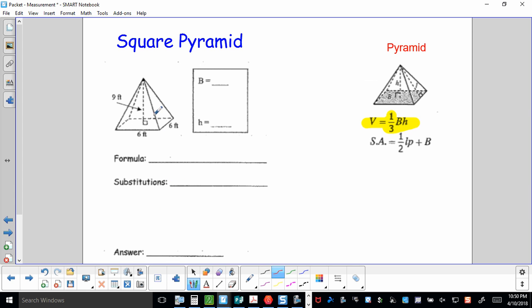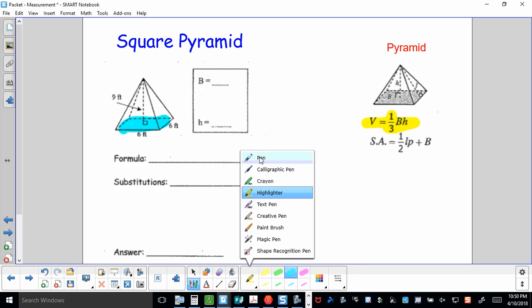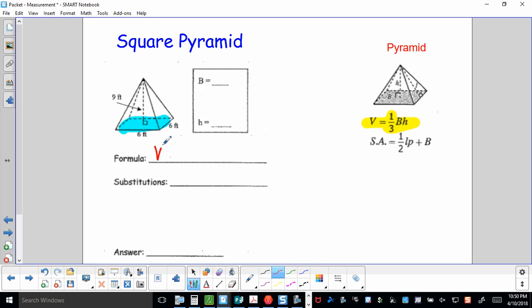Our next figure is a pyramid, and since the base of that pyramid is square, we call that a square pyramid. But for pyramids, we have one generic formula: the volume is 1/3 big B, which is the area of the base, times the height. So we need to calculate the area of the base. Well, that's easy. It's a square, so it's just 6 times 6, so it's 36.